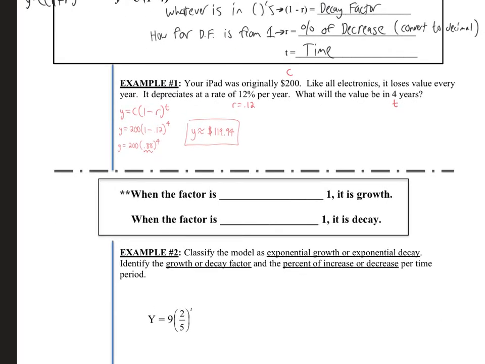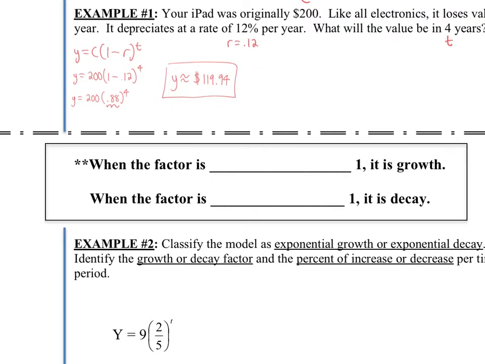Okay, so a couple things to keep in mind here in this box. When the factor is greater than 1, it's going to be growth, and when it's less than 1, it's going to be decay.